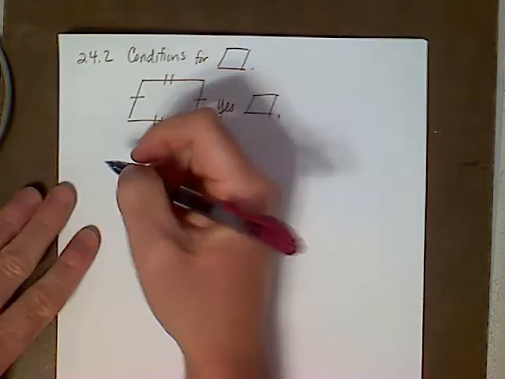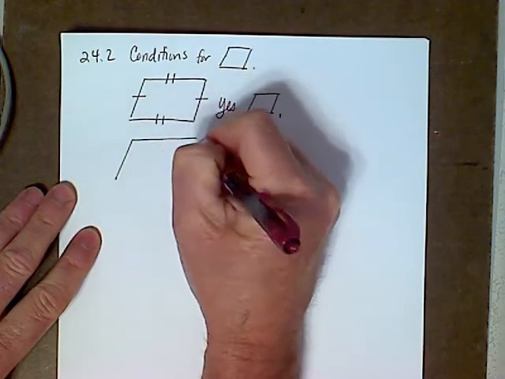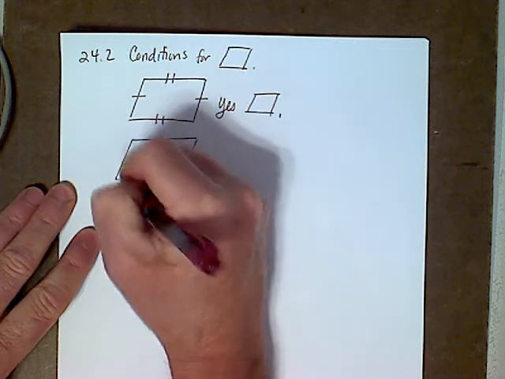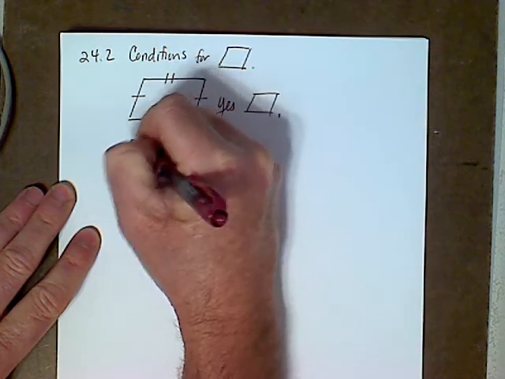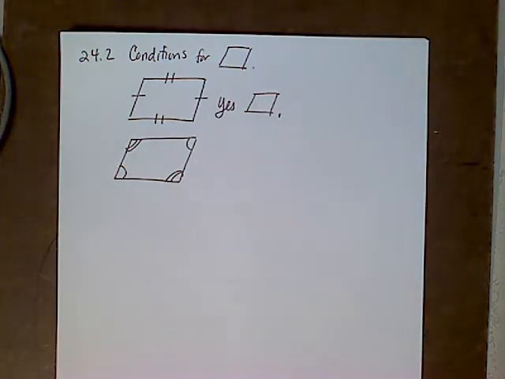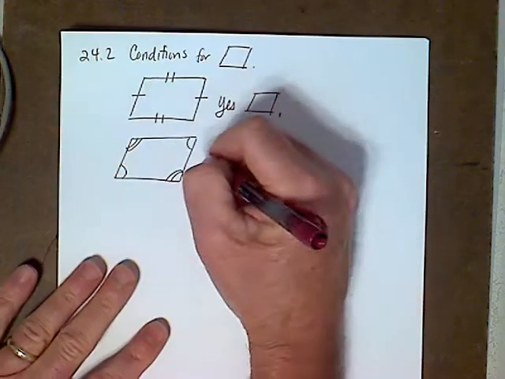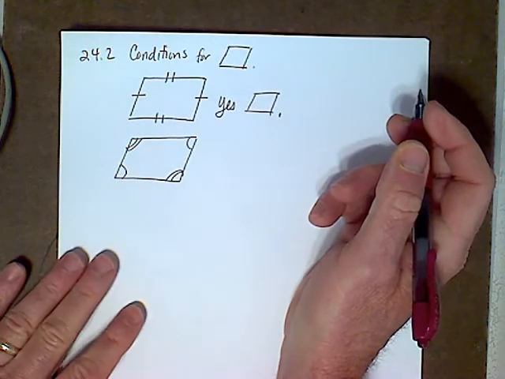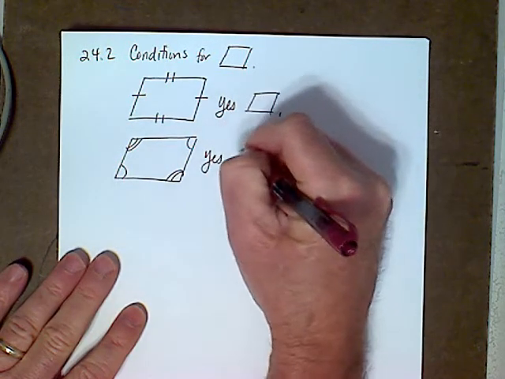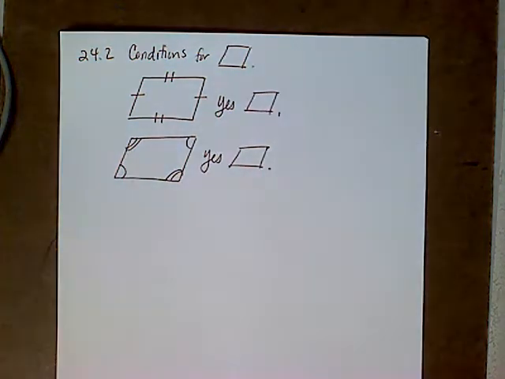Now, what about if you have this situation? So you have a quadrilateral again, where the two sets of opposite angles are congruent. Is that going to make this a parallelogram? Well, again, based on what we said yesterday, if we have opposite angles congruent, then yes, we have a parallelogram.